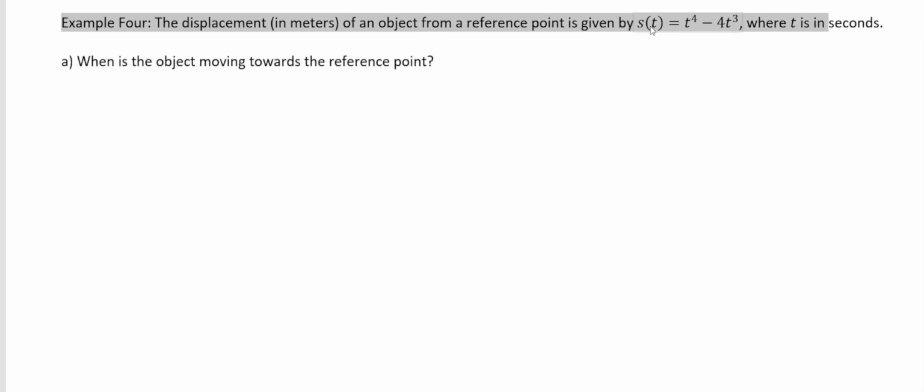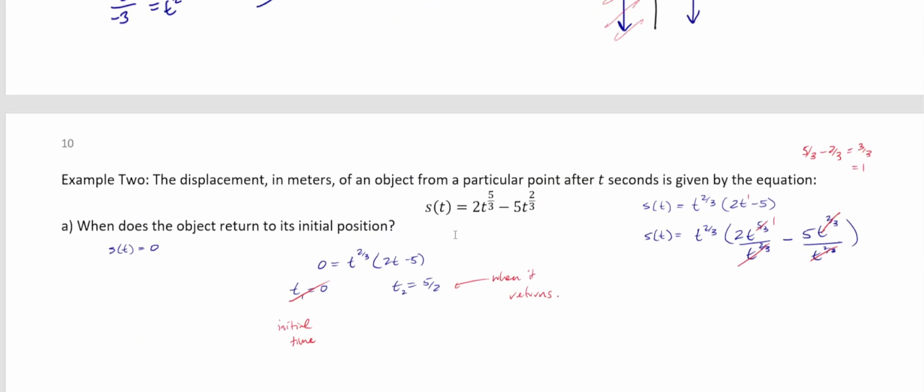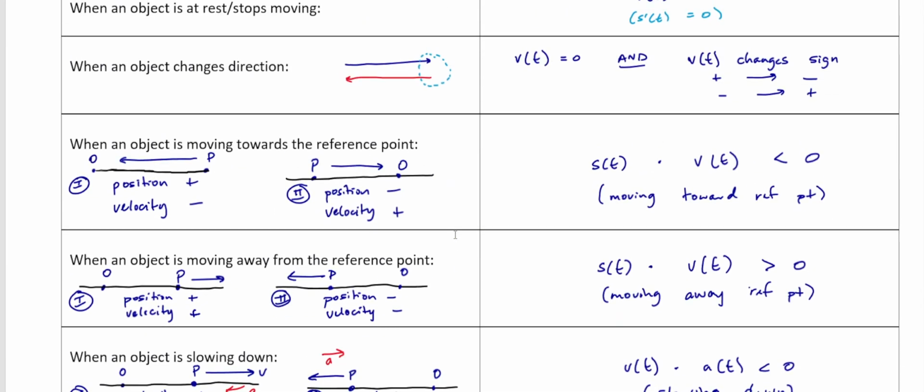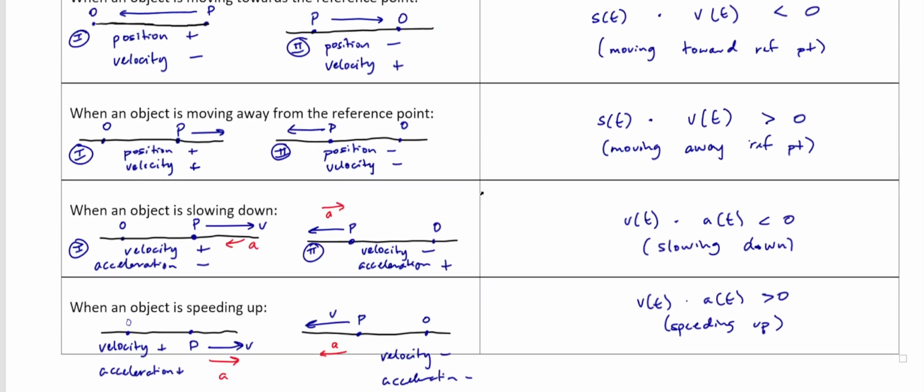So this is our displacement function. Displacement is given in meters, time is in seconds, and it says when is the object moving towards the reference point. Okay, so what we should do here is recognize that, going back to our previous lesson, when an object is moving towards a reference point, the product of the position function times the velocity function should be a negative number if it's moving towards the reference point.